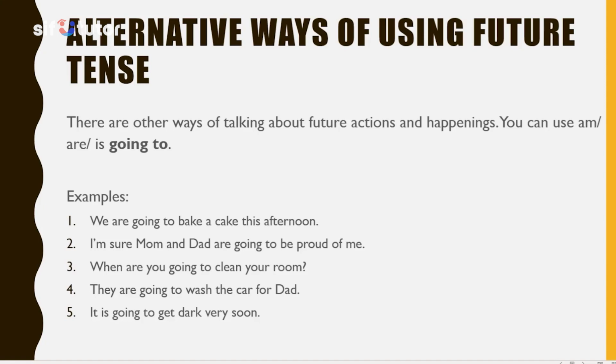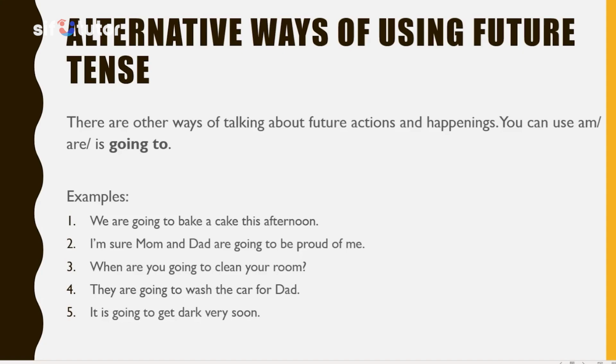So there are alternative ways of using future tense. If we're talking about future actions or future happenings, you can also use am, are, or is going to. For example, if you want to eat, you will say, I am going to eat in 20 minutes.